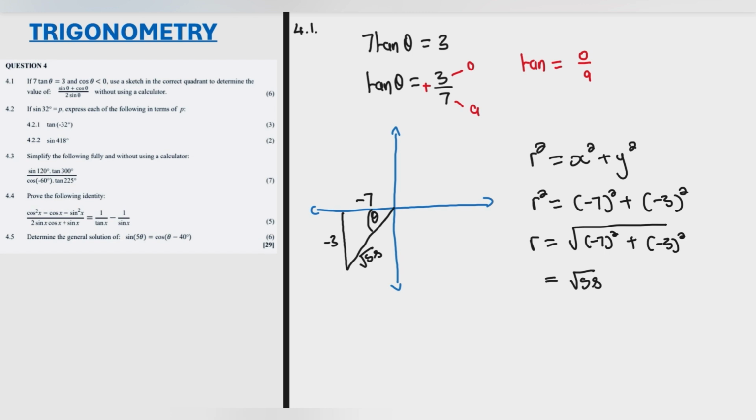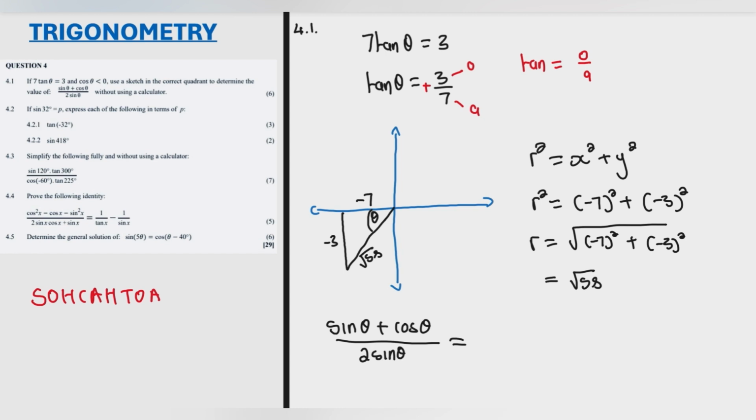So the question wants to find the value of sine of theta plus cos of theta, all divided by 2 sine theta. In order for us to find the ratios, we're going to use what we call SOHCAHTOA.